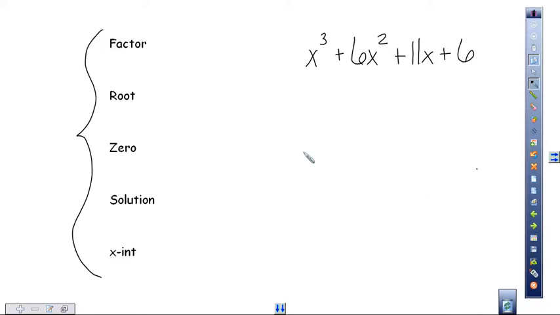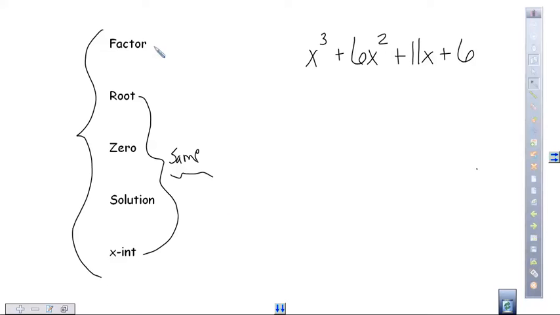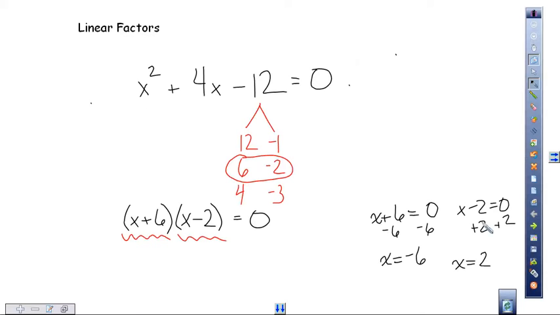One important thing to note is that roots, zeros, solutions, and x-intercepts are all the exact same numbers. The factor is related to it, but this is referring to linear factors. So that means that it's in the form x plus 6 and x minus 2. It's not equal to just a single number. It is actually a linear factor.